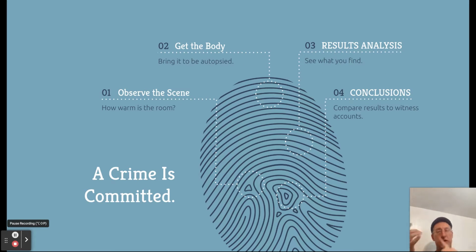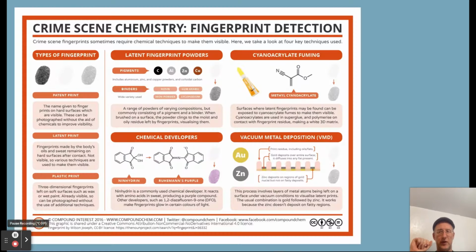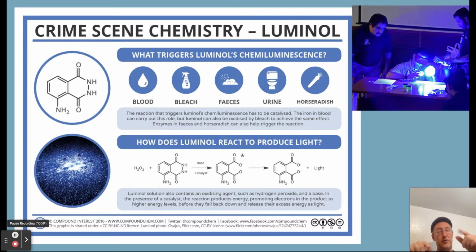Now, if you come to a body, you want to observe the scene, find the body, and then take the body in for analysis, and then come up with your conclusions. Used to be you did a lot of fingerprint stuff. Now you do DNA stuff because fingerprint stuff is not as reliable as DNA. You can search for blood stuff with luminol, but you want to be aware that that also can be triggered by feces, bleach, or horseradish.